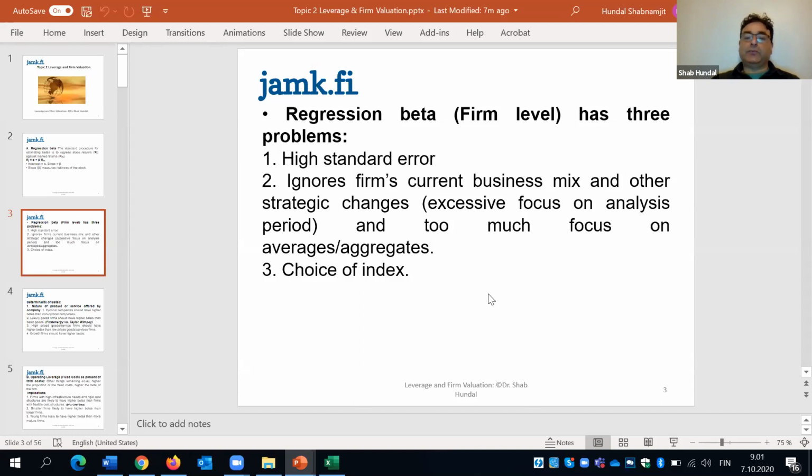The third mistake you can make is choosing the wrong index. Sometimes you can have the same company's return and benchmark it against 2 or 3 different indexes, and the whole performance, risk and return changes. So it's very important that you choose the right type of index. If you choose the wrong index, then the values could lose their credibility.